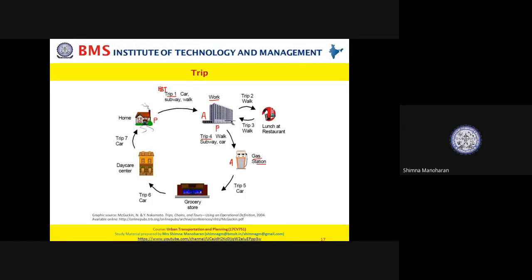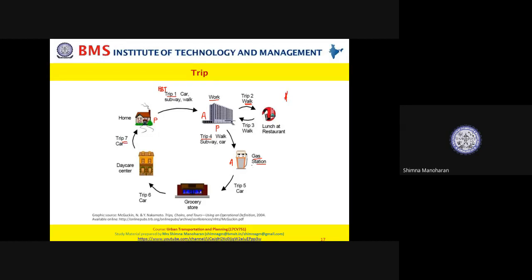Trip 1 is from home to work. Even here you can see the walking is also considered as a trip, right? Trip 2 is from work to lunch. Then again, trip 3 is from lunch to work. Then you have trip 4, from work to gas station. Trip 5 is gas station to the grocery store. Then trip 6 is grocery store to the daycare center, and from the daycare center to home is trip number 7. So is this clear about the concept of attraction and production?